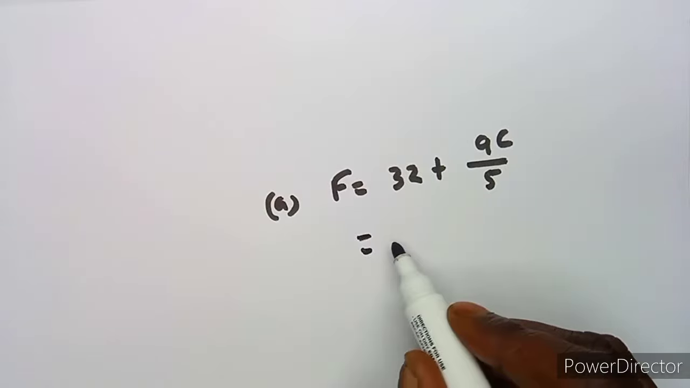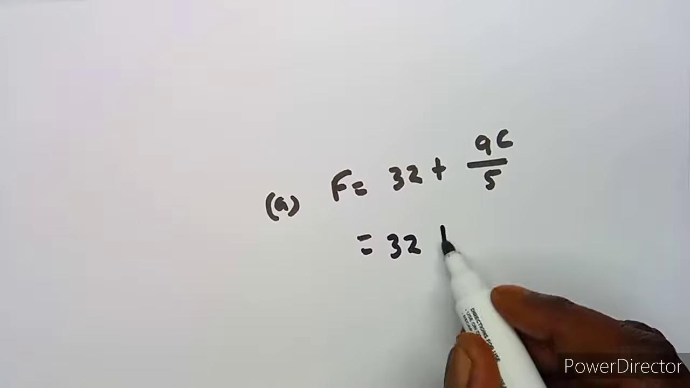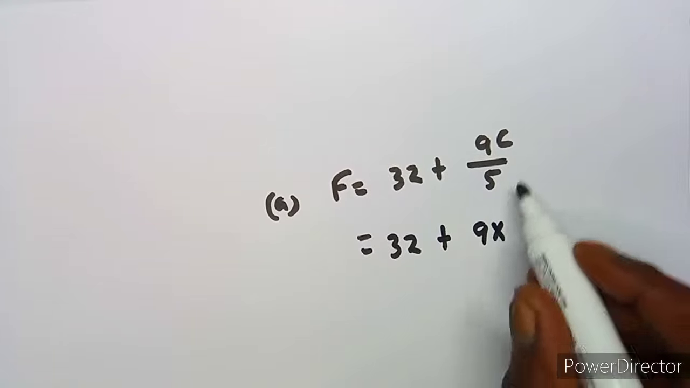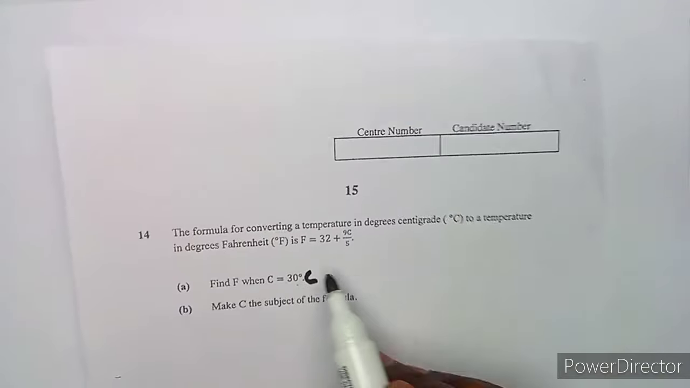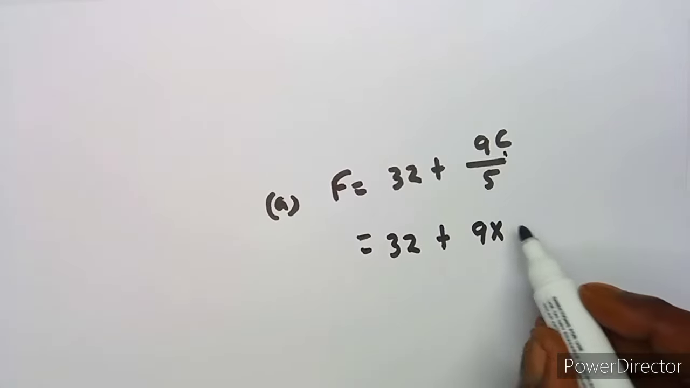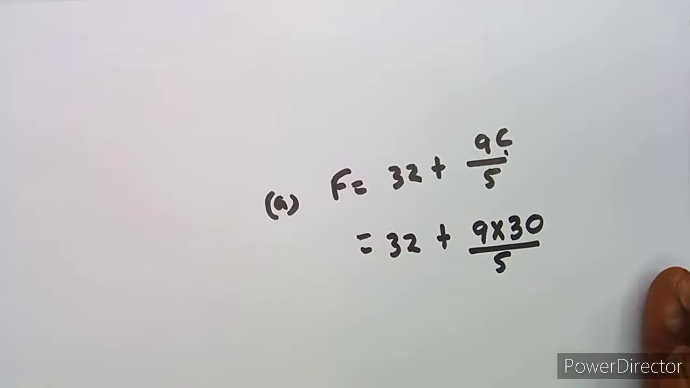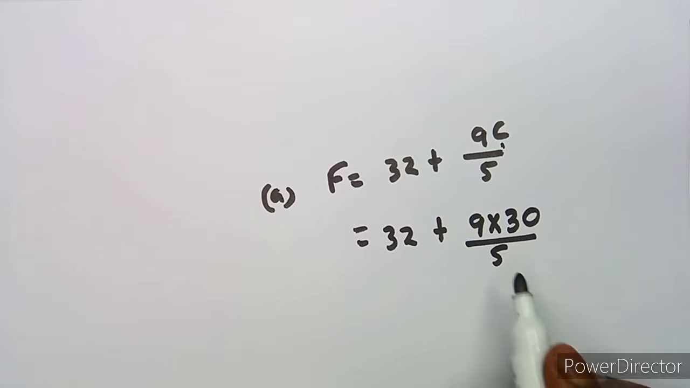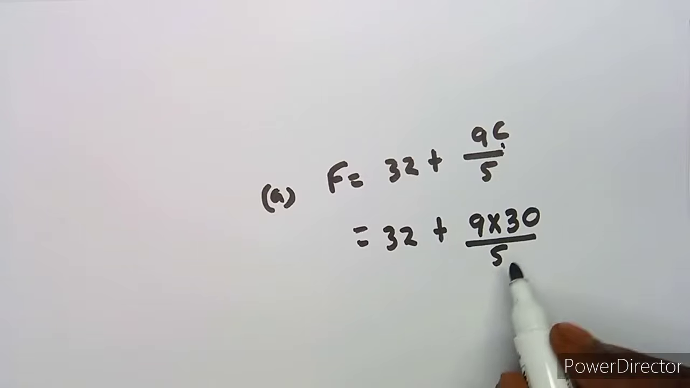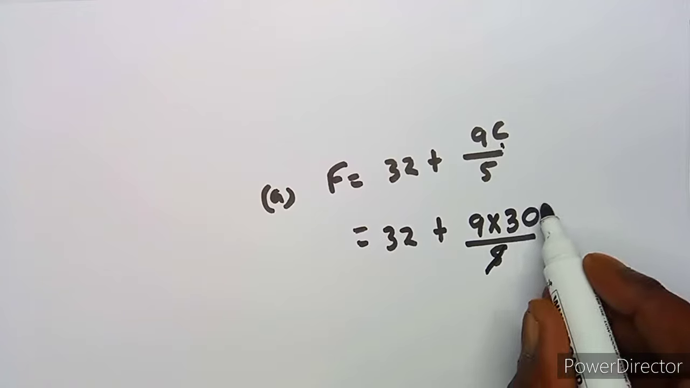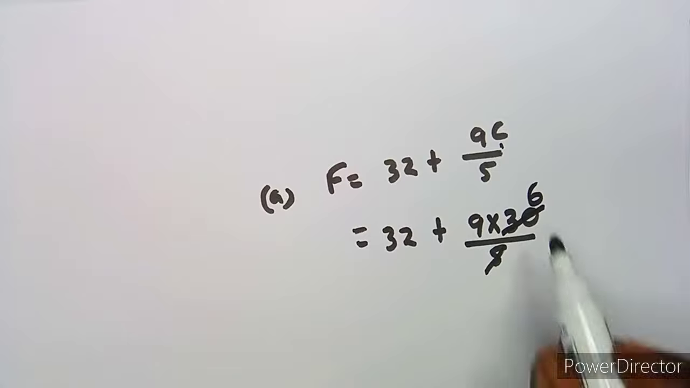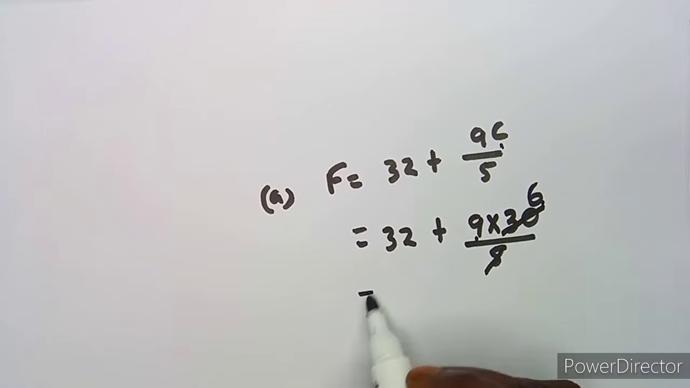So it is going to be like this, 32 plus 9 times C, which is 30, over 5. Guys, this is paper 1. Instead of multiplying to get a bigger number, you can just divide 5 into 30, that is 6. 6 times 9, which is 54.